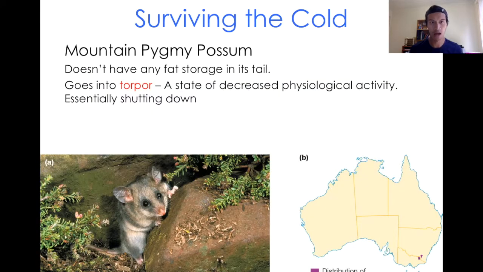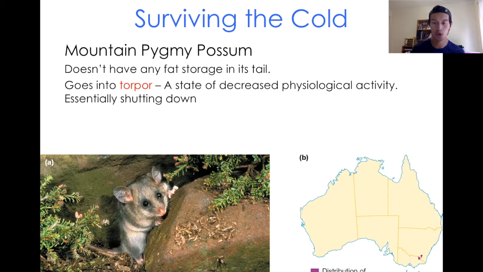Okay. Another example is the mountain pygmy possum. So the mountain pygmy possum is a very small animal. And small animals don't often do very well in cold environments because of their surface area to volume ratio. They are small, so they tend to lose heat a lot more than a larger animal would.